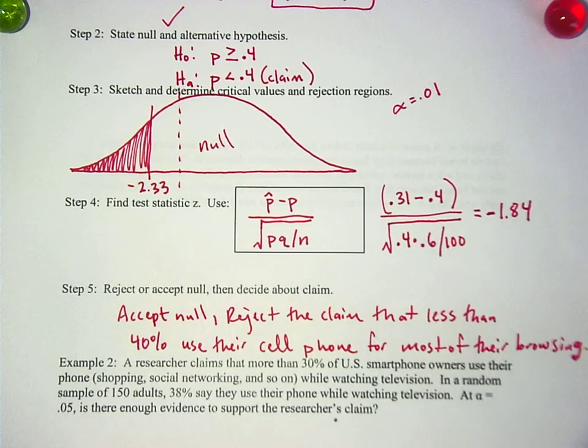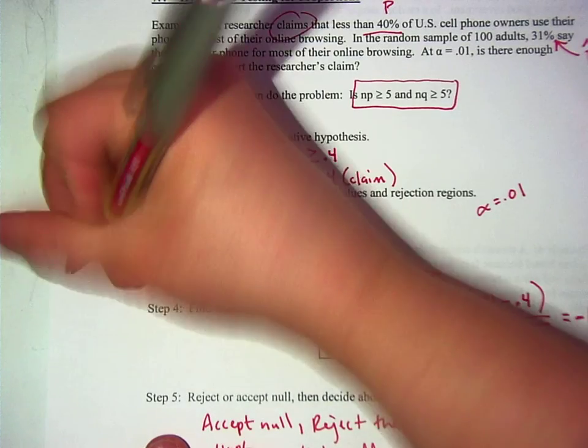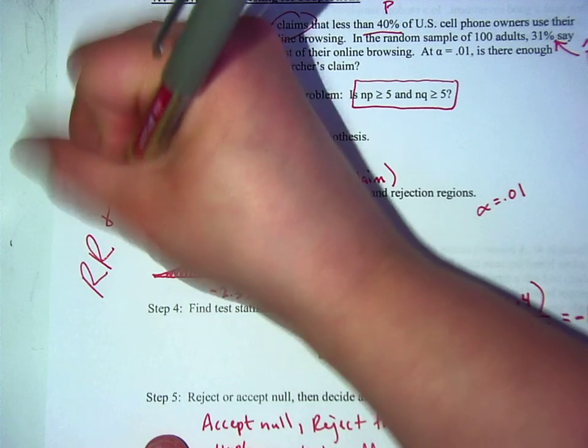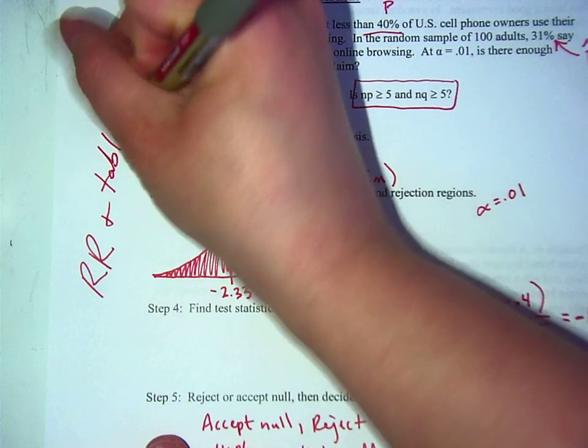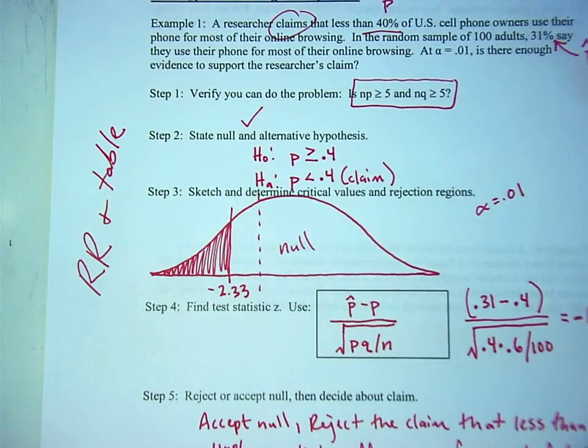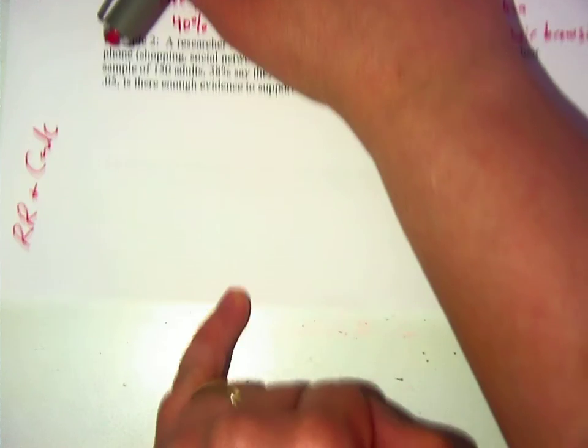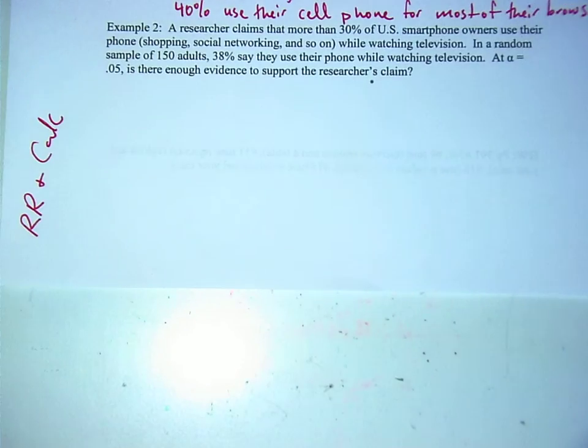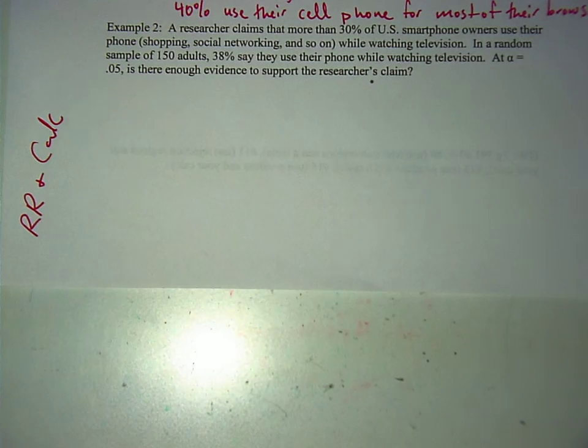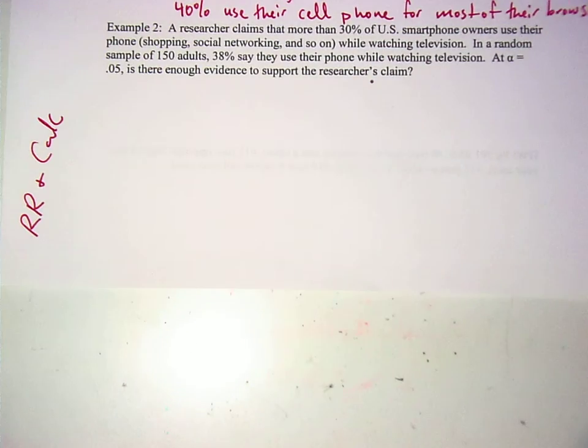Okay. Now, on the side on this problem, I want you to write that this is an example of using rejection regions in a table. And for the next one, we're going to use rejection regions and your calculator. So there's some stuff we're going to do that is the same and some stuff that is going to be faster because we'll use a calculator to do it.